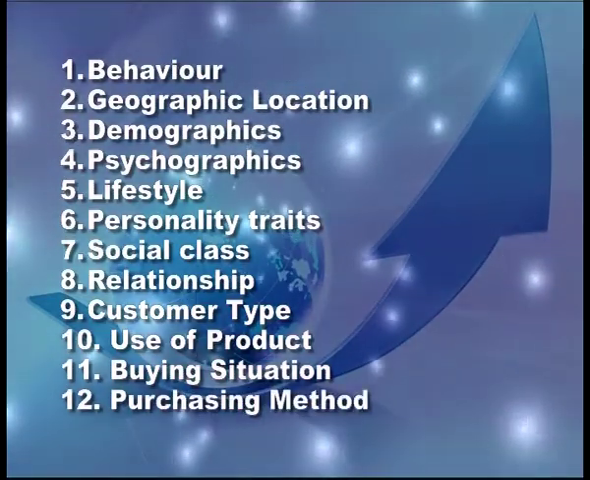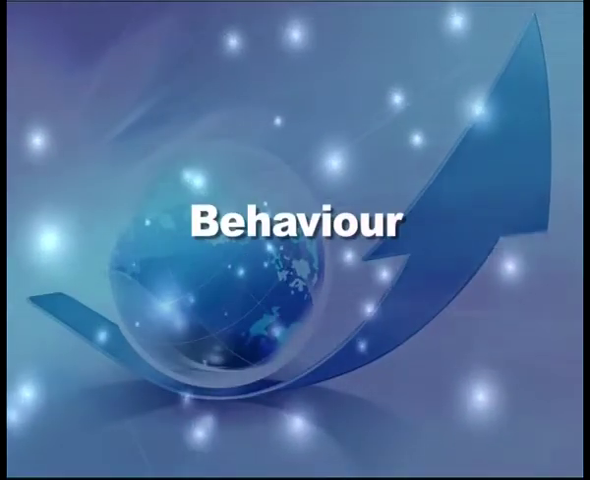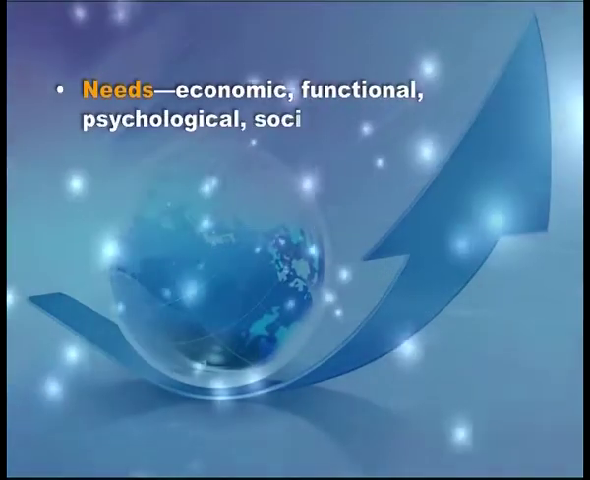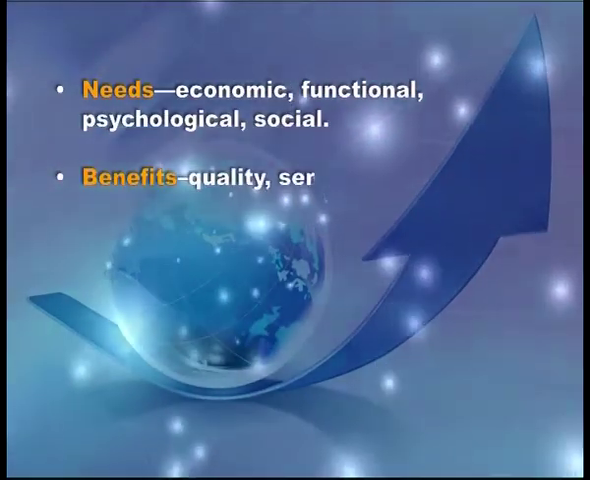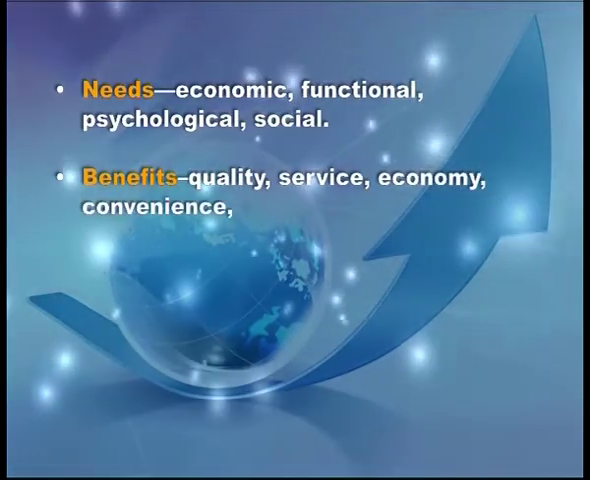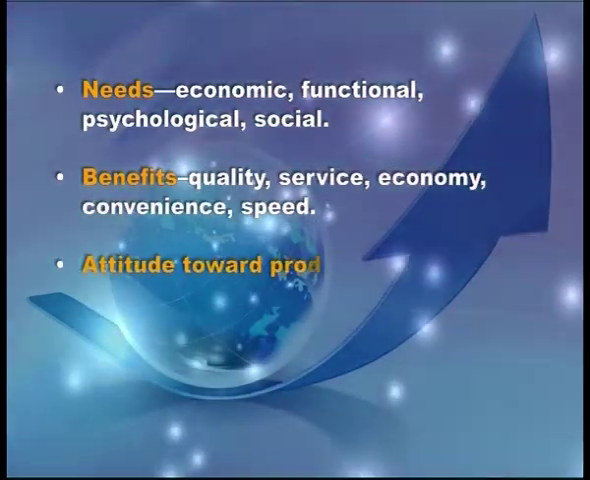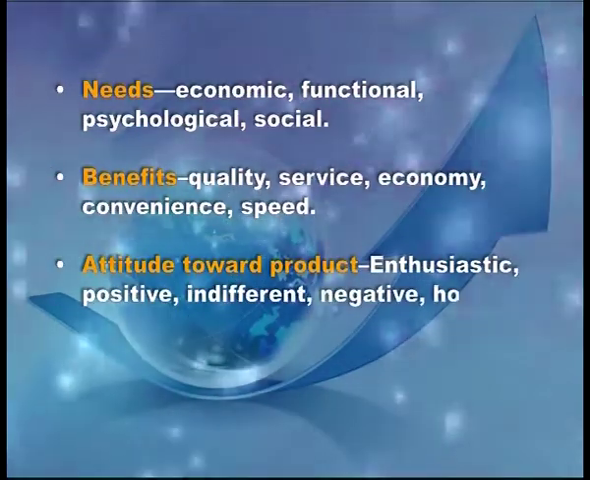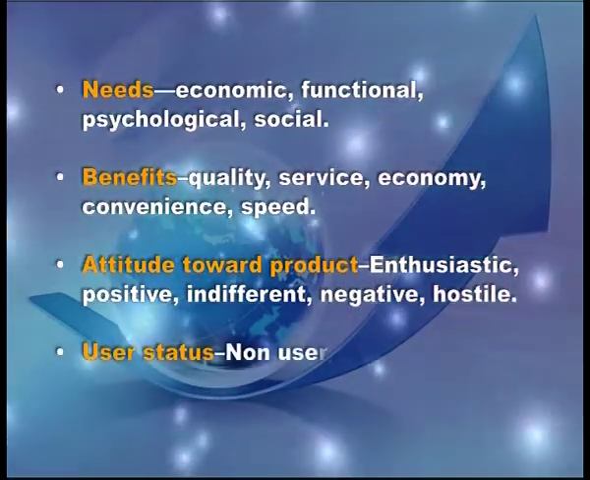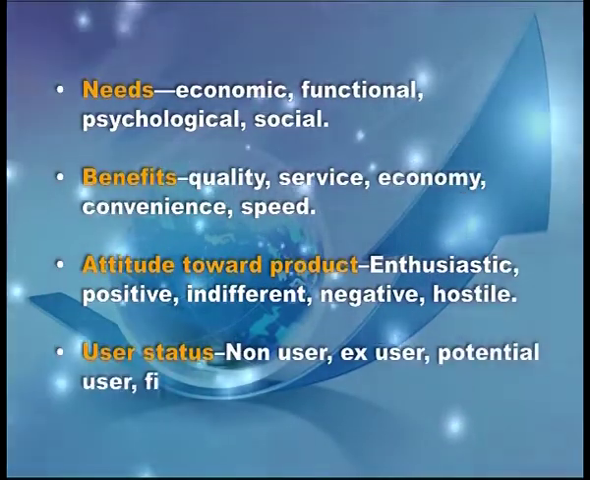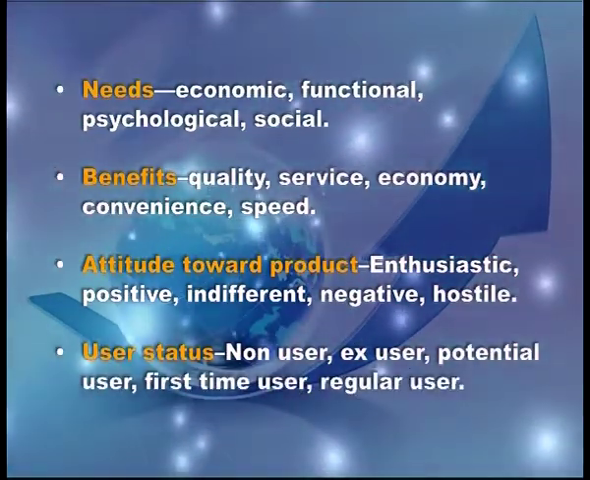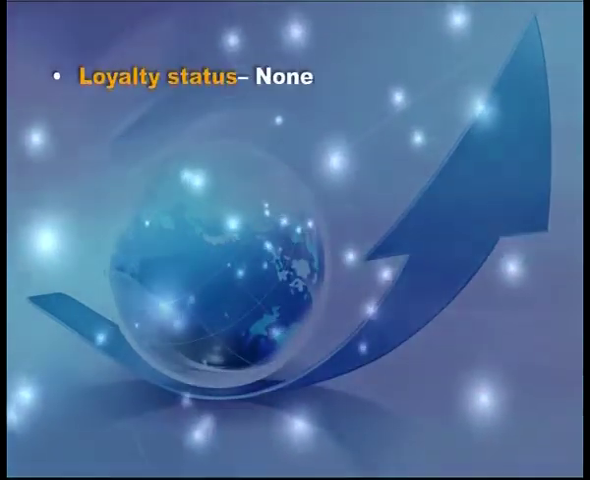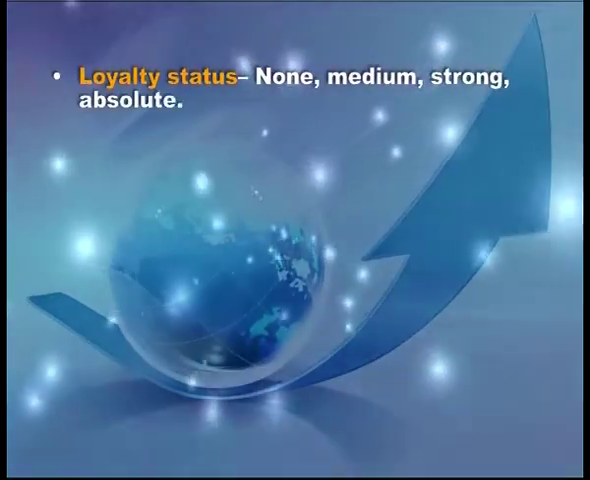Purchasing method. Behavior. Needs: economic, functional, psychological, social. Benefits: quality, service, economy, convenience, speed. Attitude towards product: enthusiastic, positive, indifferent, negative, hostile. User status: non-user, ex-user, potential user, first-time user, regular user. Loyalty status: none, medium, strong, absolute.